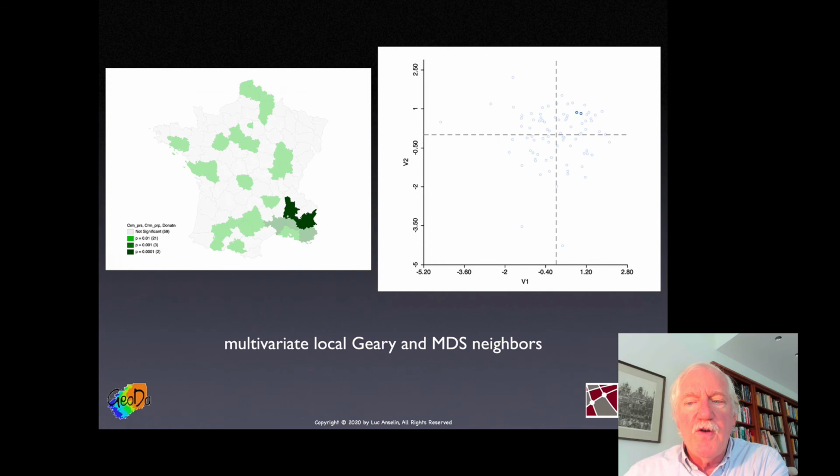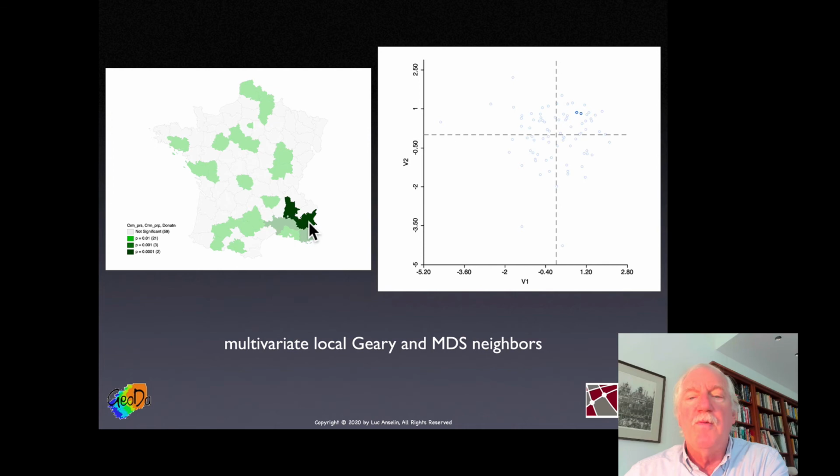Another nice confirmation, and this is a little beyond the scope of this class, but in the cluster class, when we deal with multiple variables, we use a dimension reduction technique called multidimensional scaling. And so in essence, these two points are very close together in high attribute space. And as it turns out, these are the two locations that we pick up with the multivariate local Geary.